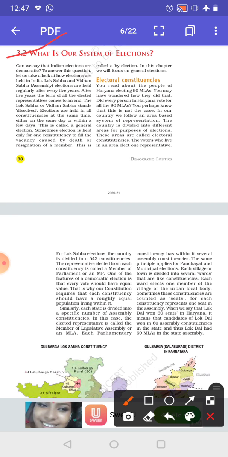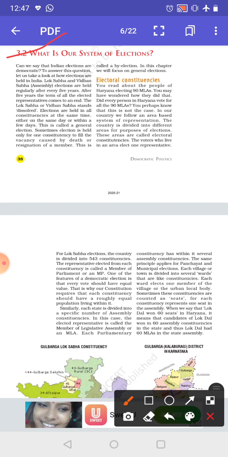So in India, the Lok Sabha elections and the Vidhan Sabha elections are held regularly after every 5 years, and after the 5 year term, all the elected representatives come to an end. The Lok Sabha or the Vidhan Sabha gets dissolved after the fixed term of 5 years, and the elections are held in all the constituencies at the same time, either on the same day or within a few days.